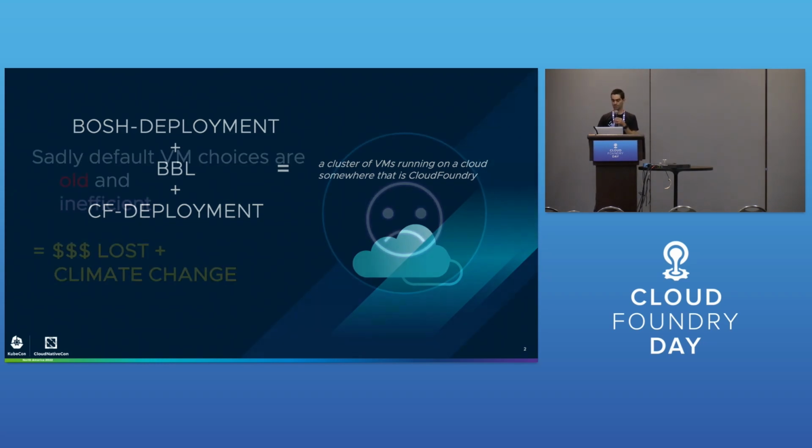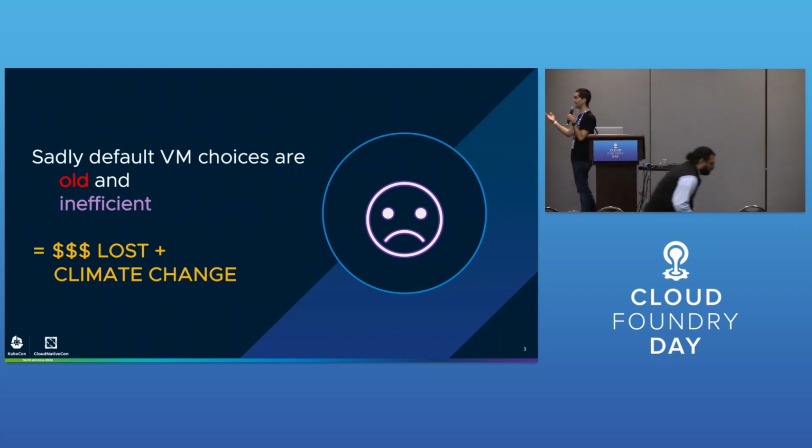But the problem is that our VM choices are bad, right? They're old and they're inefficient. And there's two reasons you should care, and it's going to resonate with you for one or the other, right? You're either like, why is this costing so much money? Or why am I generating all this CO2, running all these servers that I'm paying for that I'm not using effectively? So this is bad, right? I think we can all agree this is bad.